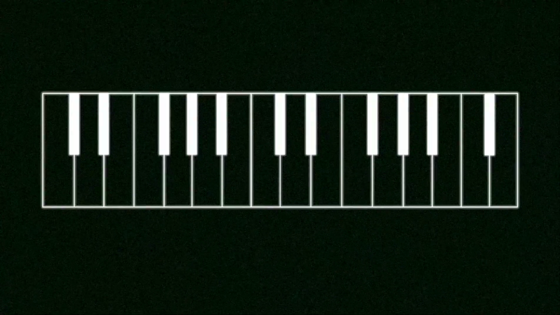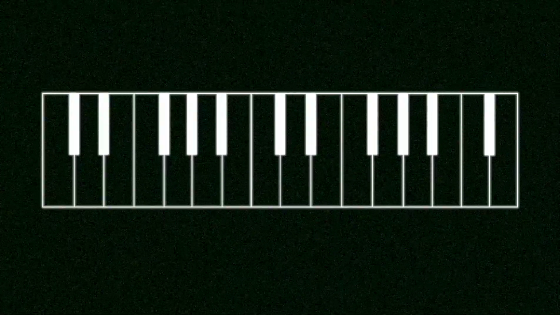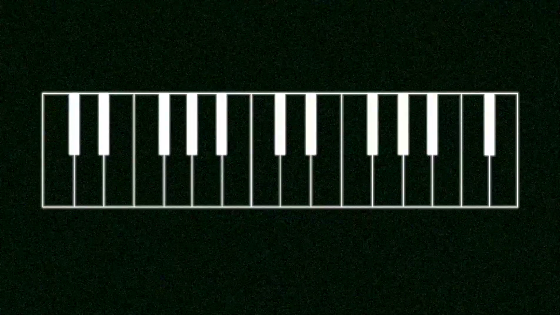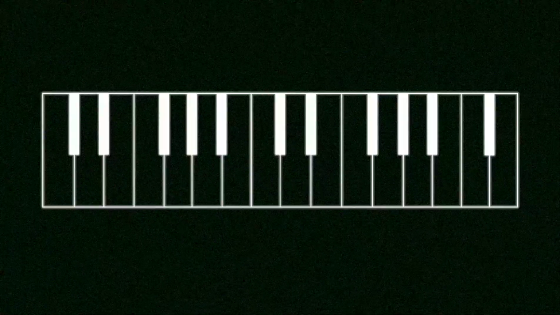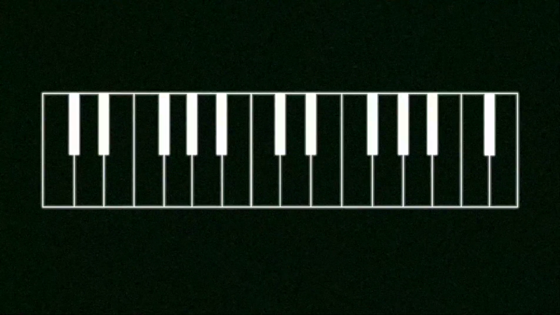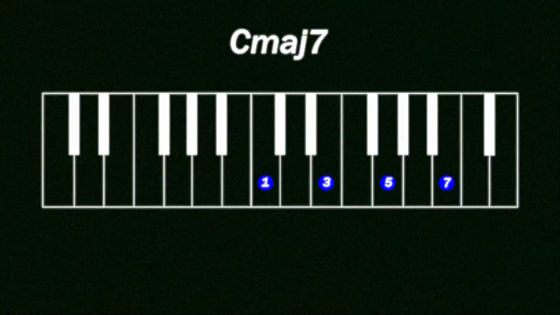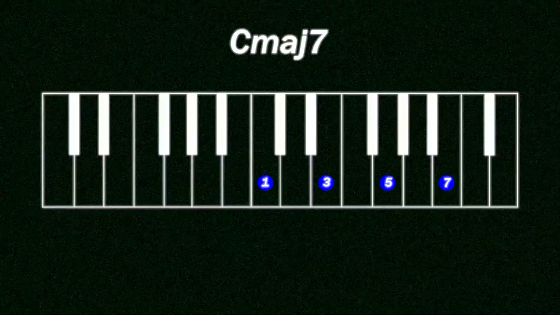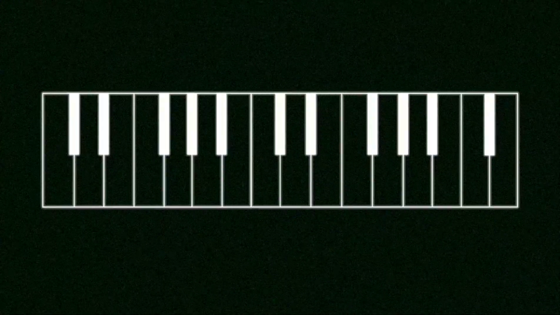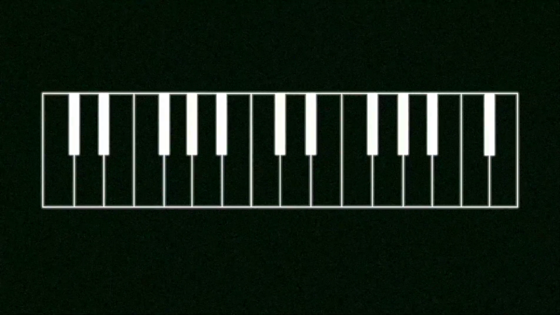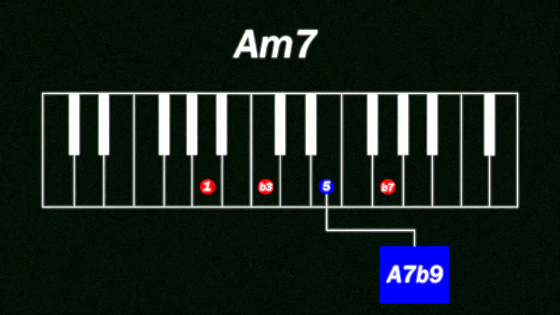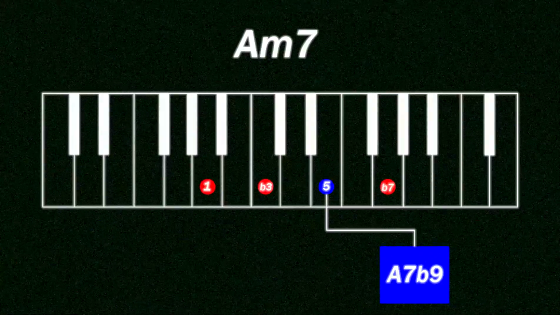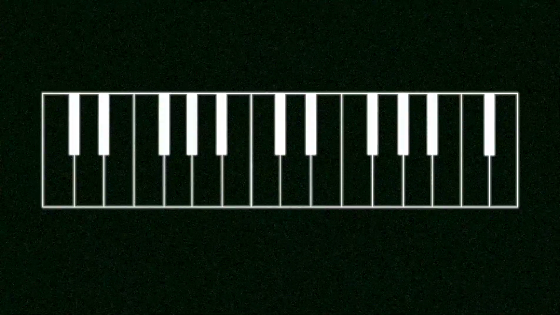Can we do this for every chord within a key? Well, sort of. The process is the exact same, but the outcome is a little different. Let me show you. So, if a chord has a major third, its secondary dominant will be a dominant chord. However, if a chord has a minor third, its secondary dominant will be a 7 flat 9 chord. Let's run through a few examples.